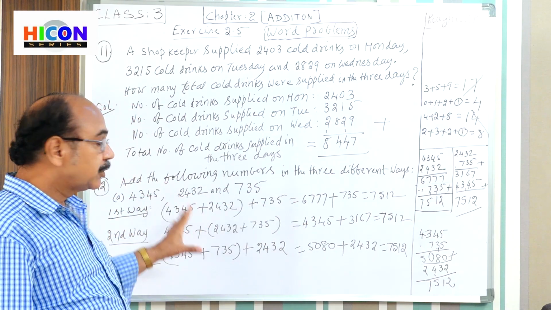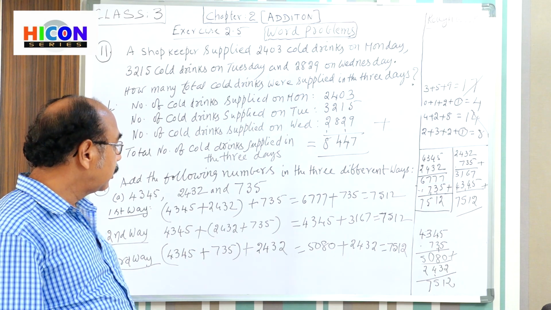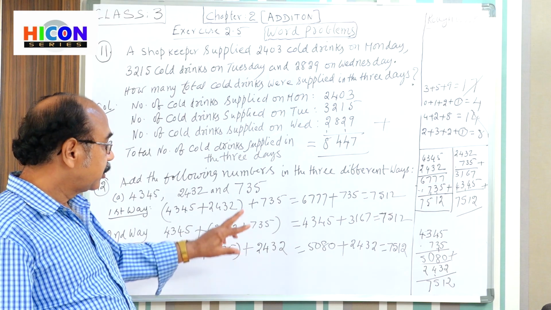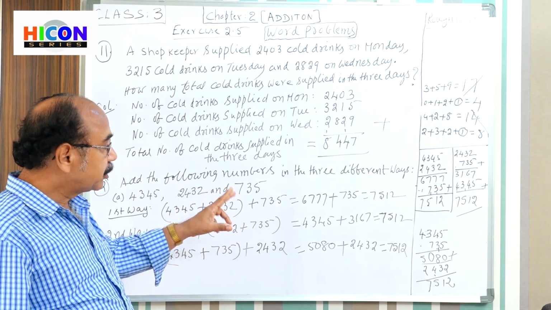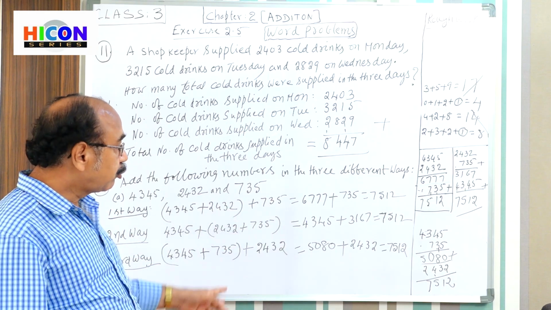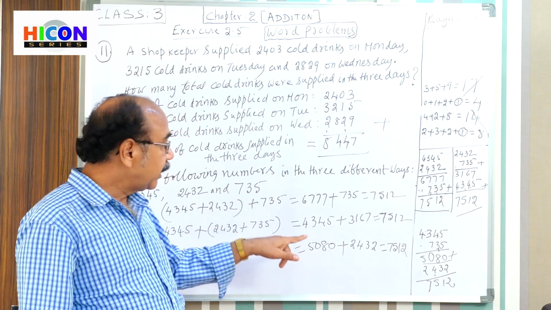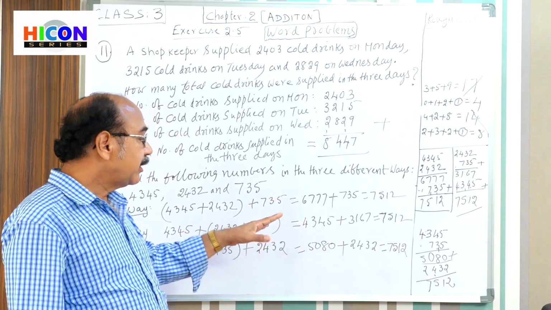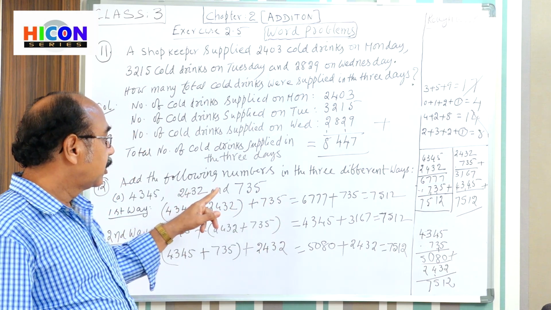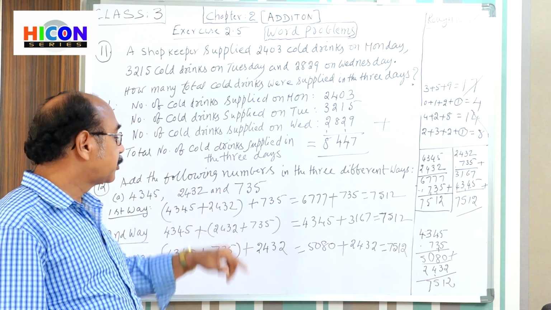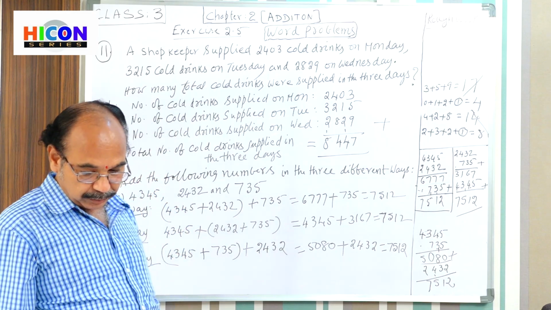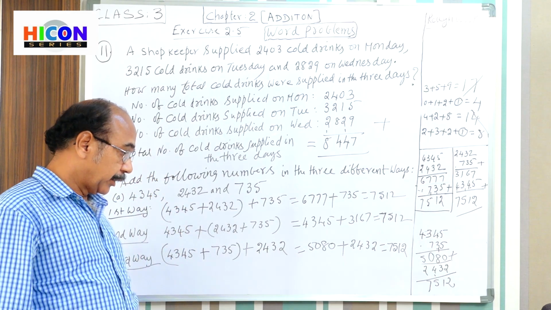So this is called grouping of numbers. Grouping property. That means we take the numbers in different groups, two numbers as a group, to that we are adding the third number. Finally, we are getting the same number in all the three ways. This is the addition procedure in the grouping method. Okay, children? Right. Now, go to the next question.